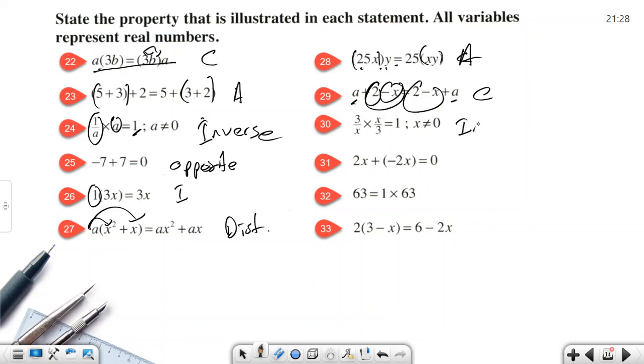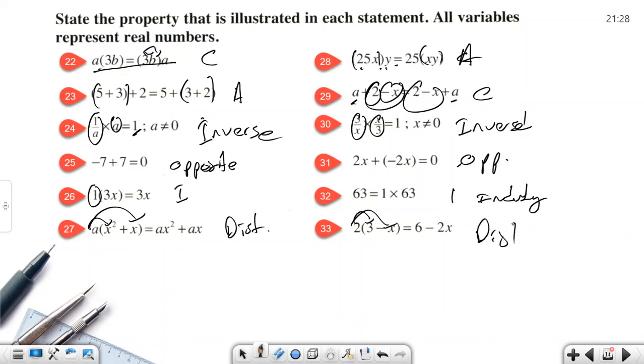This is inverse. Inverse, yeah. As you see, the reciprocal of the first one. They flip the value, the places. That's opposite. And this is the identity element. Identity. Okay, that one, distributive property. 2 times 3 is 6. 2 times minus x is minus 2x. So this is the distributive property.